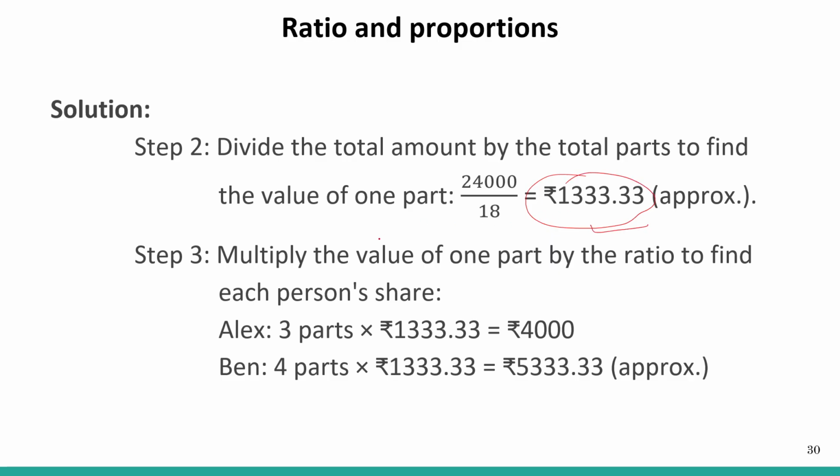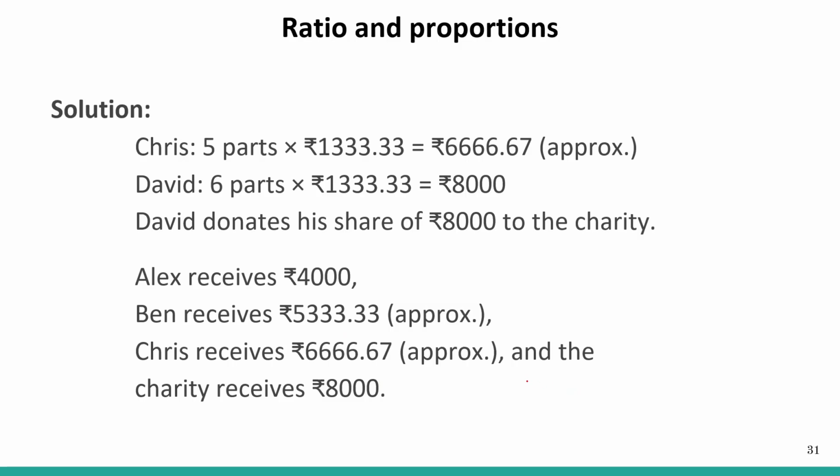Multiplying the value of one part by the ratio to find each person's share. Alex will be 3 parts, so 3 parts into 1333.33 is equal to 4,000. Ben will be with 4 parts, so 4 parts into 1333.33 is equal to 5333.33 approximately. Chris with 5 parts got 6666.67, and David with 6 parts got 8,000. So David donates his share of 8,000 to charity.